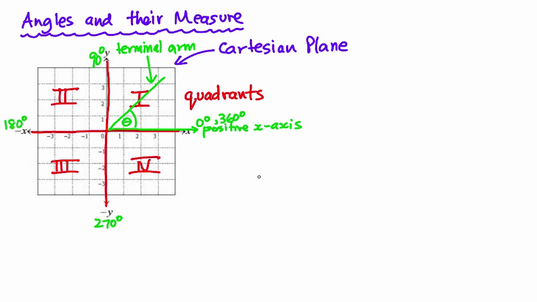If instead of swinging my terminal arm counterclockwise, I instead swing my terminal arm clockwise, I end up creating a theta that's going in the other direction. And that's fine. It's just known as a negative angle. So positive angles are measured counterclockwise, and negative angles are measured clockwise.